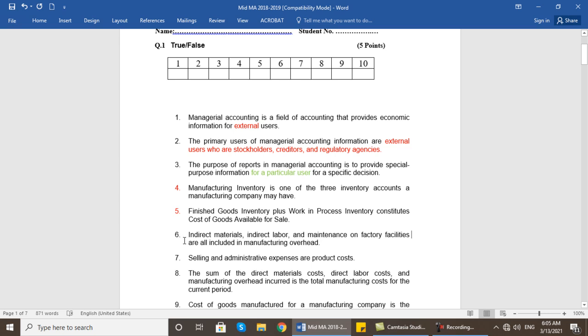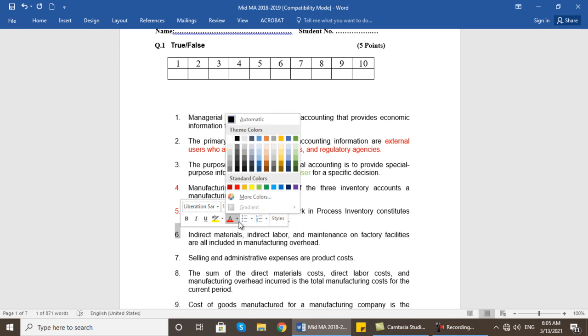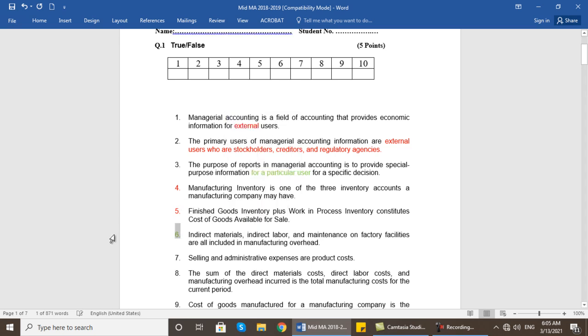Number 6, indirect material, indirect labor, and maintenance on factory facilities are all included in manufacturing overhead. It's true. True.